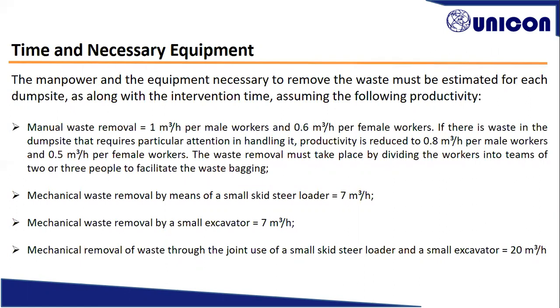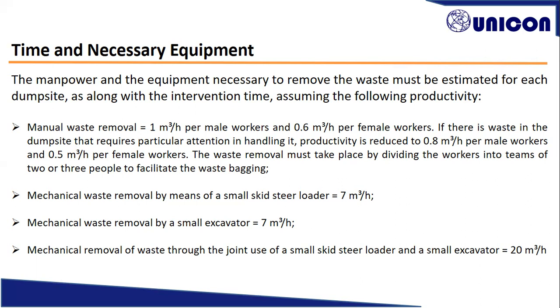First of all, you have to consider that depending on local conditions, you should prefer manual or mechanical waste removal. Indeed, for small dump sites, it is suggested to conceive manual waste removal. In this case, for male workers, a waste removal rate of 1 cubic meter per hour can be assumed, while for female workers, a waste removal rate of 0.6 cubic meter per hour can be assumed.